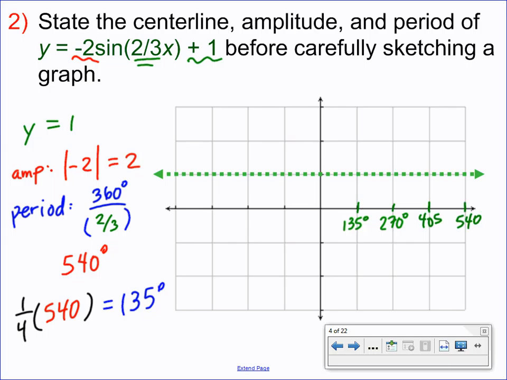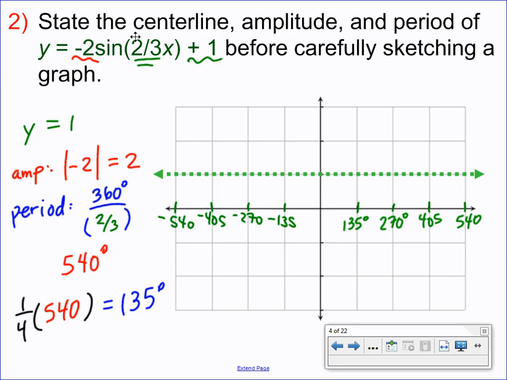No problem. That's why we got a quarter period, right? We know that in 4 tick marks then, we'll hit each of our 4 key points, right? Intercept, max, intercept, min, intercept, max, intercept, min, forever. Let's do the same in the negative direction. Negative 135 degrees, negative 270, negative 405, and negative 540.